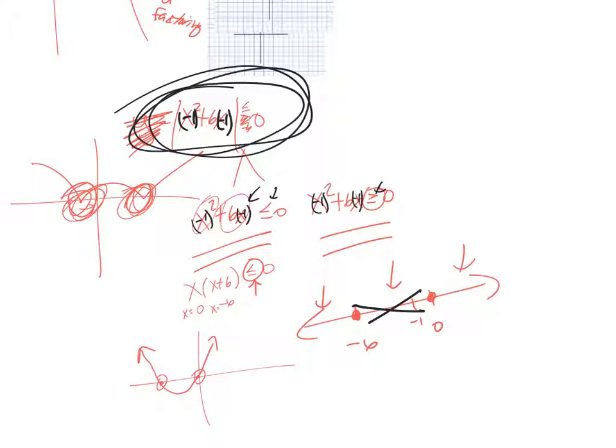Okay, now we should check a number a little bit bigger than 0, like maybe 1. If this was +1 and +1, then it would be 1 squared plus 6, which would be 7. Is 7 less than or equal to 0?